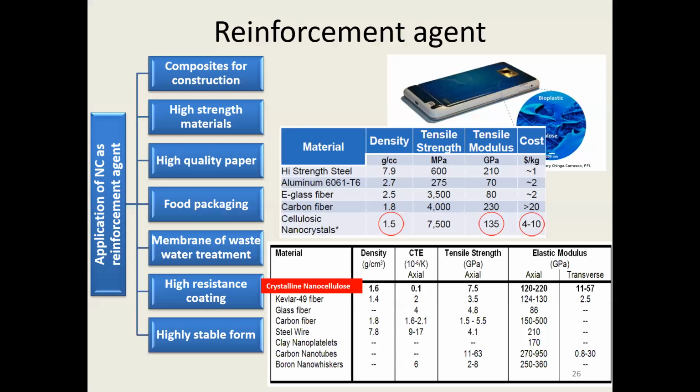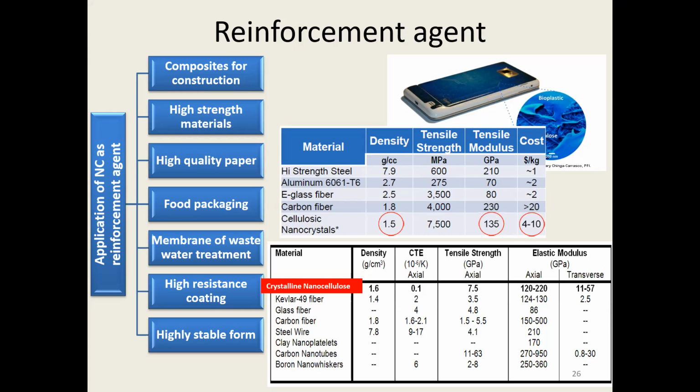As the reinforcement agent, as I mentioned, we compare the mechanical properties of nanocellulose itself. Even though it has a low density, it has a high tensile strength. It is normally double that of carbon fibers and glass fibers, and 10 times higher than aluminum and steels. So that's why it can be used to increase the strength of materials, and further for construction, high quality paper, food packaging, membranes for wastewater treatment, heat resistant coating, and heat stable foam.